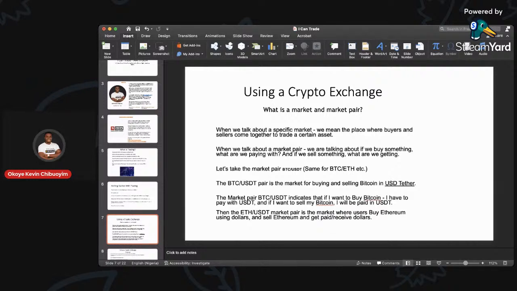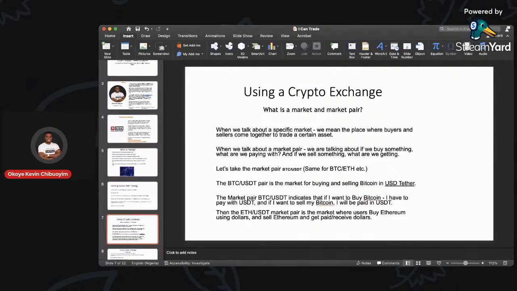So let's look at the market pair BTC/USDT. This also applies to BTC/ETH, or whichever tokens you find. Wherever you see something/something, that is what is referred to as a market pair. So if you buy something, what are you paying with? And if we sell something, what are we getting? That is exactly the pair right there.